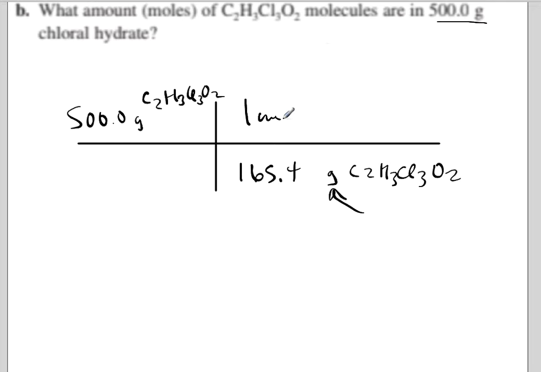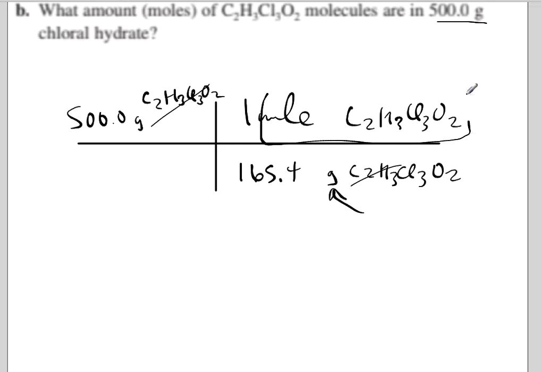165.4 equals 1 mole of the same thing, C2H3Cl3O2. Fluffy bunny, I cancel. That's the units of my answer. All I have to do is take 500 divided by 165. Grams to mole conversion, very simple in chemistry. This is right from the book key.